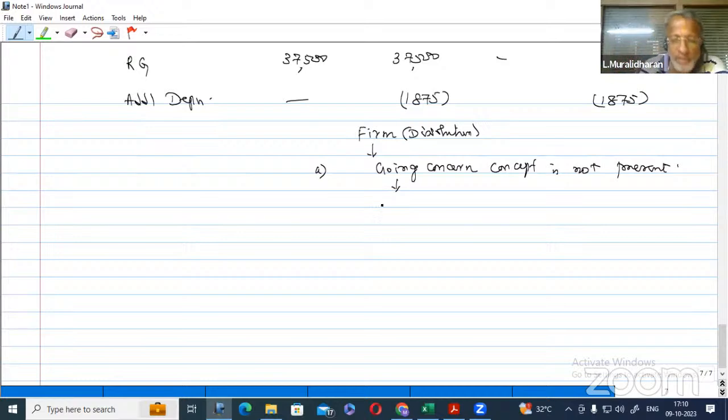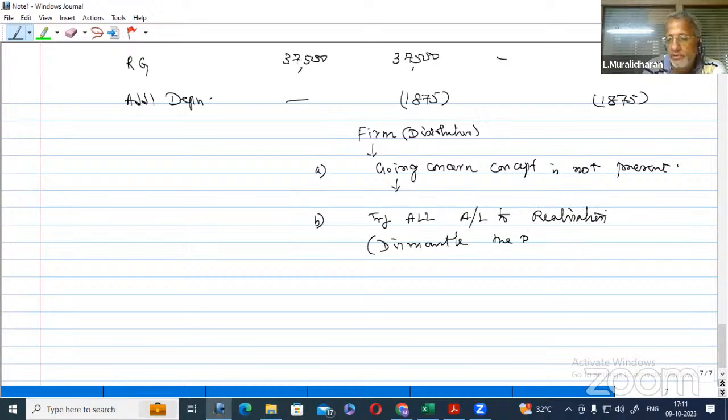So you have to knock off the balance sheet. So therefore, you got to transfer all assets and liabilities to realization account. So you can say dismantle the balance sheet. What is that? Transfer all assets and liabilities to realization account, dismantle the balance sheet.